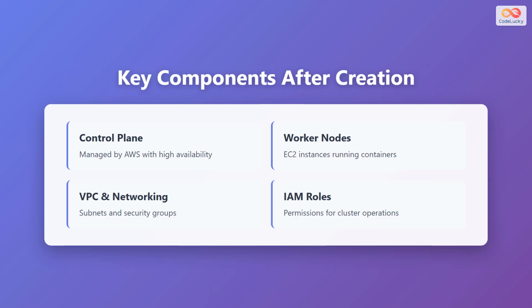Once your EKS cluster is created, it consists of several key components. The control plane is managed by AWS and provides high availability automatically. Worker nodes are EC2 instances that run your containerized applications. The VPC and networking components include subnets and security groups that control network traffic. And finally, IAM roles provide the necessary permissions for cluster operations. Understanding these components helps you manage and troubleshoot your EKS cluster effectively. You're now ready to start deploying applications on your new Kubernetes cluster.